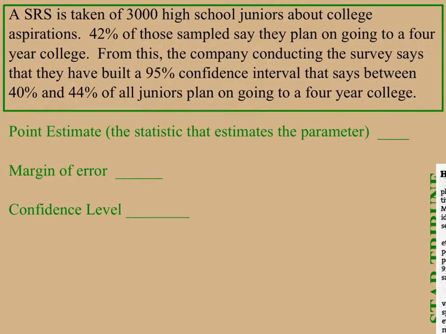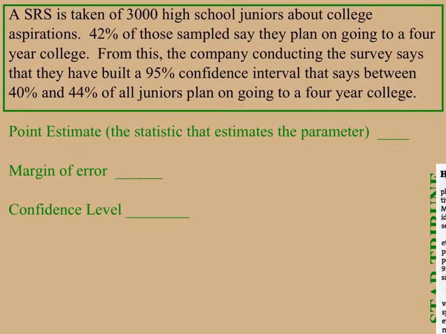Okay, a simple random sample is taken of 3,000 high school juniors about college aspirations. 42% of those sampled say they plan on going to a four-year college. From this, the company conducting the survey says that they have built a 95% confidence interval that says between 40 and 44% of all juniors plan on going to a four-year college.